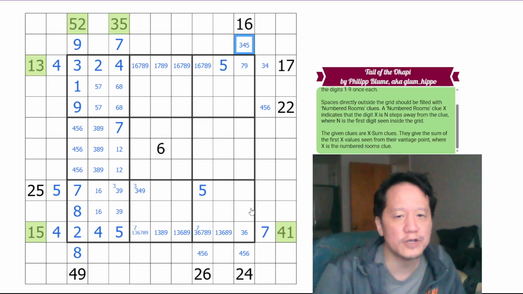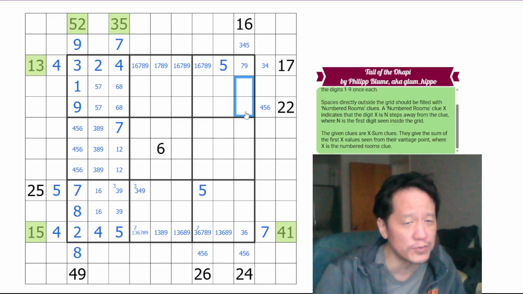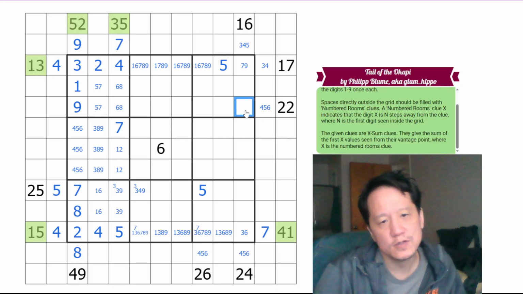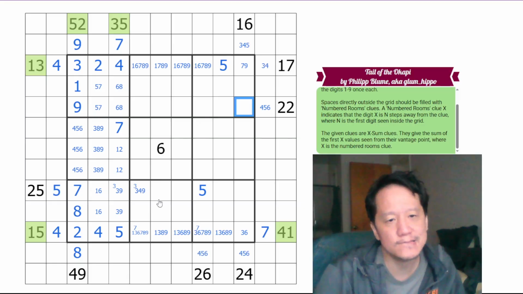4 could not be in the 9th position. It would have to be 4, 7. So 4 would be in the 7th position. But you'd have 4, 7, 4 here. It could not be 1 and 4. It could be 2 and 3. So that could work. Okay. This is done. 49 is done.